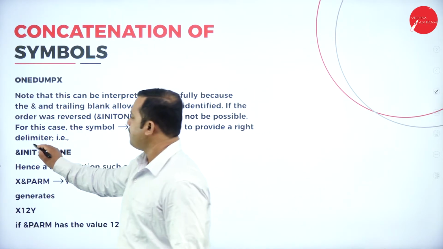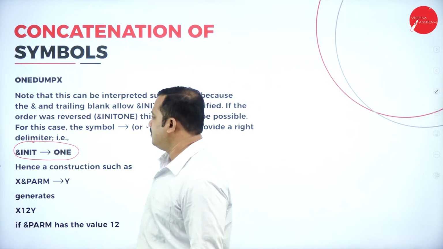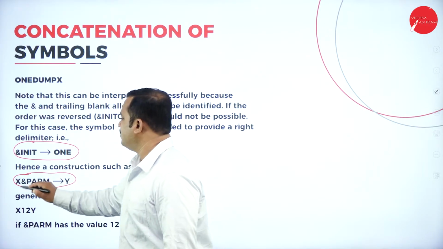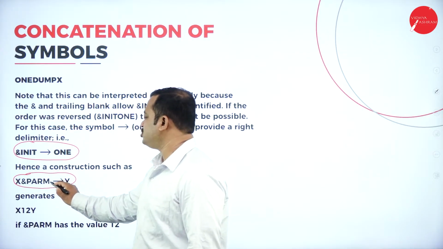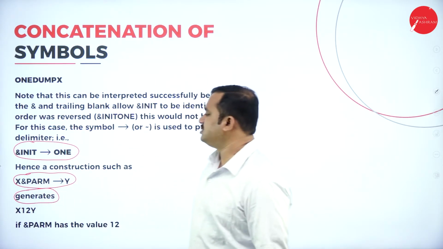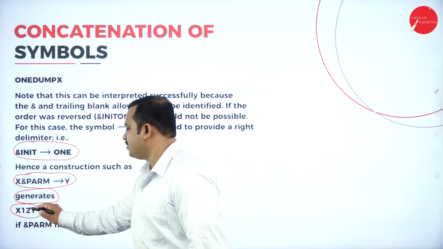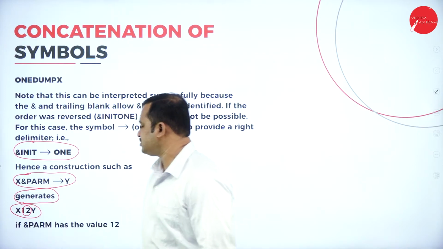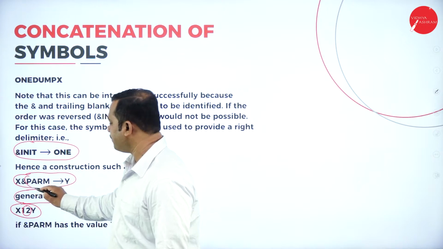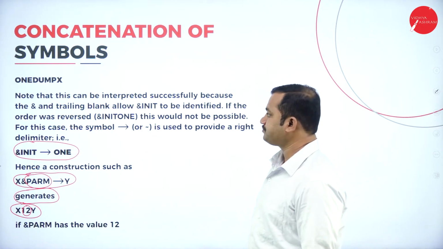See here, &init tends to 1. Then we have &param here. X&param, which tends to y. That states that we have x12y. What does this 12 indicate? This 12 is a value associated with param. How? Let me show you that.